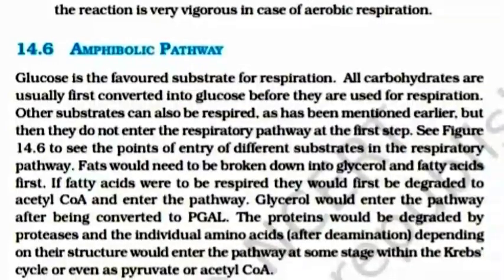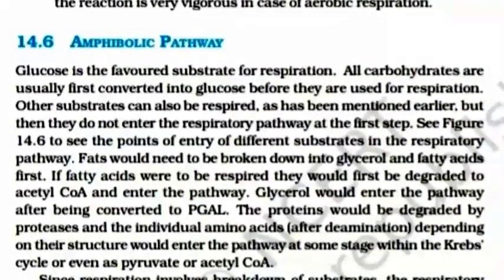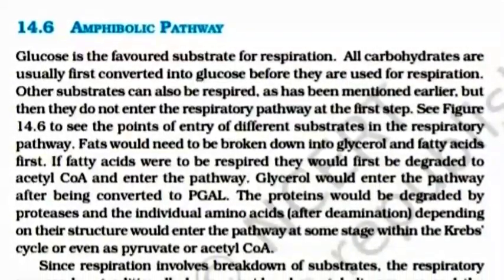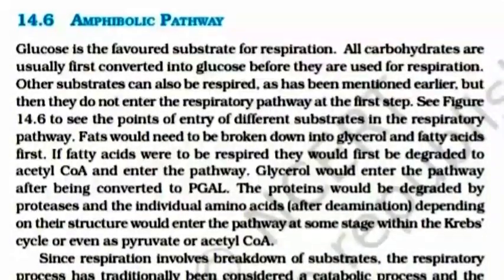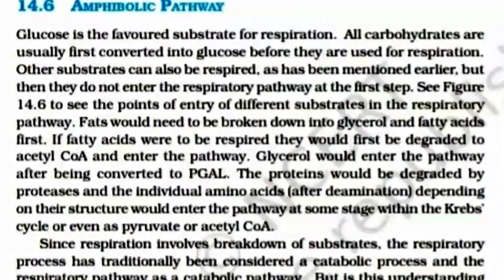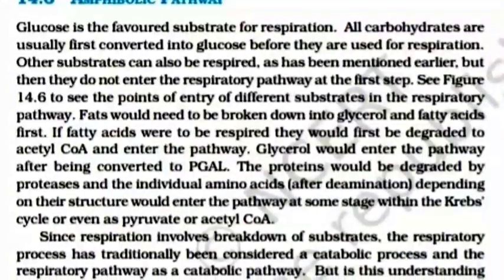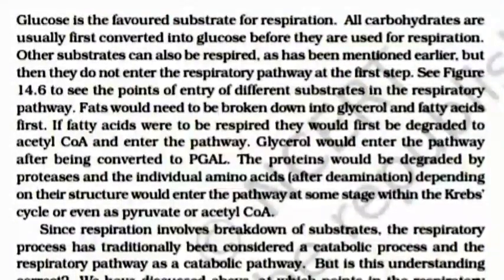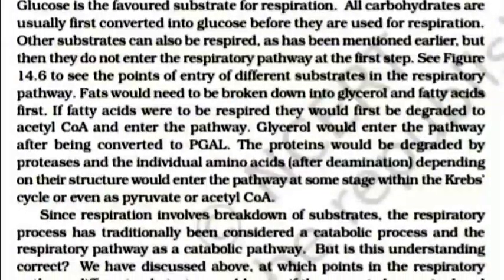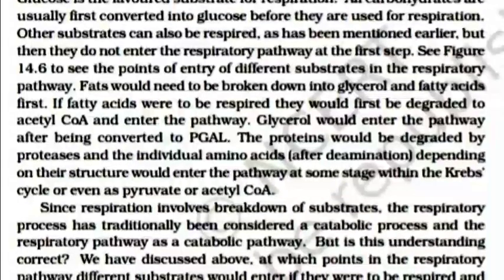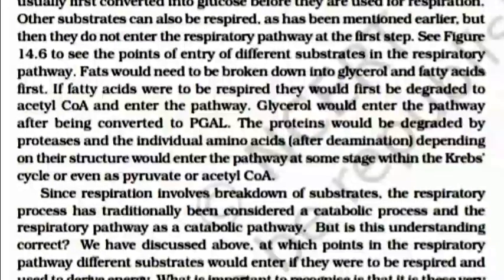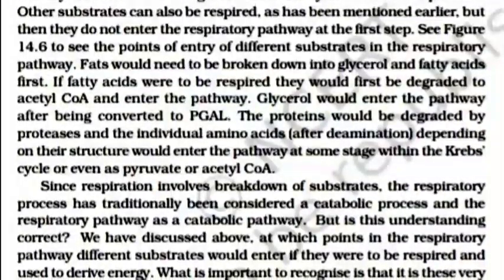Fat would need to be broken down into glycerol and fatty acids first. If fatty acids were to be respired, they would first be degraded to acetyl-CoA and enter the pathway. Glycerol would enter the pathway after being converted to PGAL. The protein would be degraded by protease, and the individual amino acids, after deamination, depending on their structure, would enter the pathway at some stage within the Krebs cycle, or even at pyruvate or acetyl-CoA.